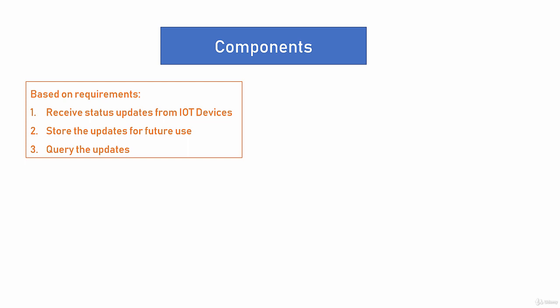We see there are three main requirements. 1. Receive status updates from IoT devices. 2. Store these updates for future use. And 3. Allow end users to query the updates and present them with the relevant information. And also, let's remind ourselves the expected load. We are talking here about 500 concurrent messages and 40 concurrent users.